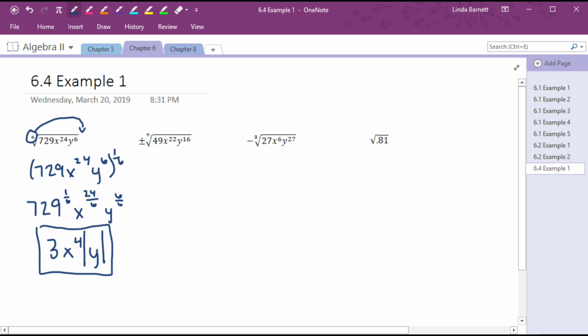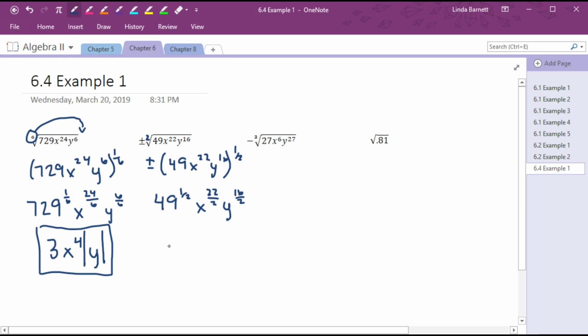This one, whenever I don't see a number right here, I know that there's an invisible 2. So this is going to be plus or minus 49x to the 22nd, y to the 16th to the power of 1/2. I'm just taking the square root of everything, so the square root of 49, the square root of x to the 22, and the square root of y to the 16th.